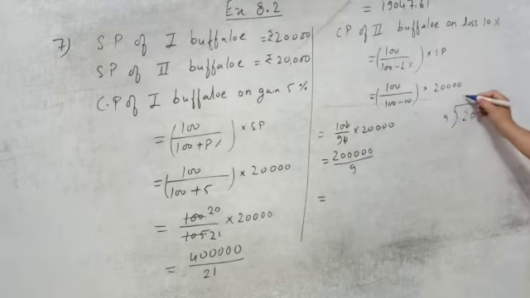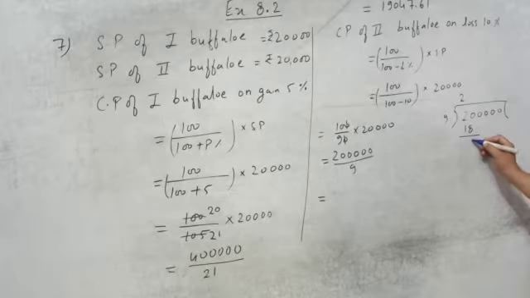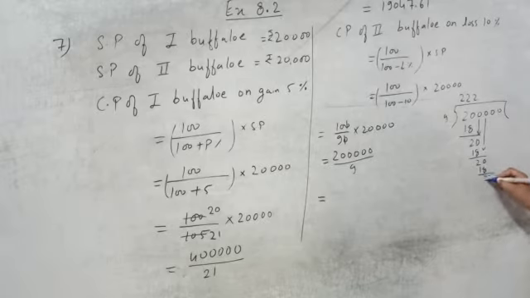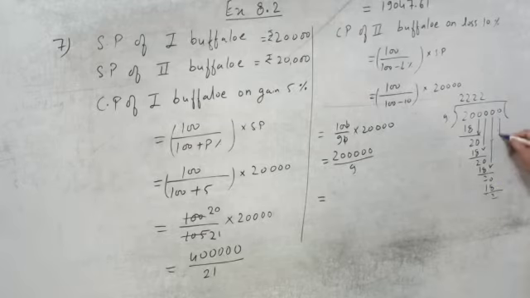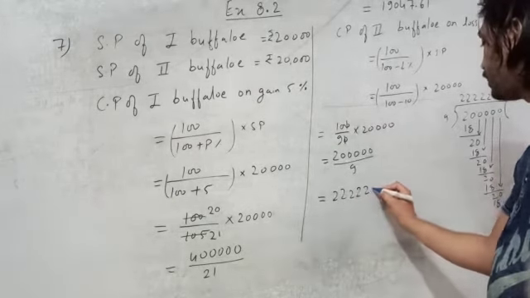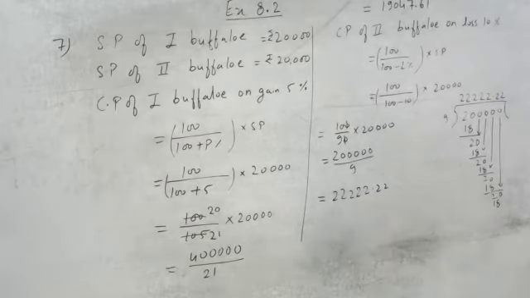How many times will it go? 2 times, 18, and again 2 will come. Then 0, again it will go 2 times, 18, 2. Then 0, again 2 times, 18, 2. Again 0, 2 times, again 18, 2. Again 0, 2 times, 18. Then point 22 will come. So here we have divided. We get 22,222.22. So this we have got as the cost price.